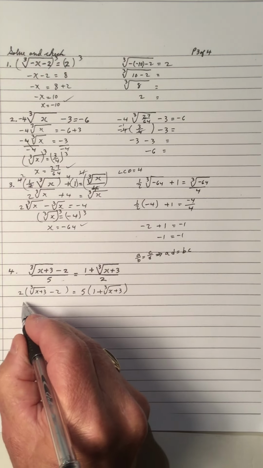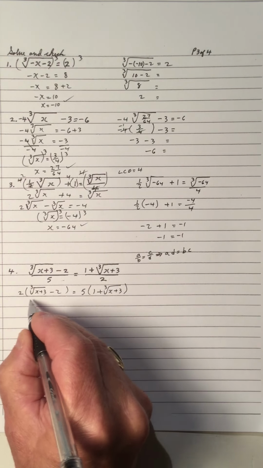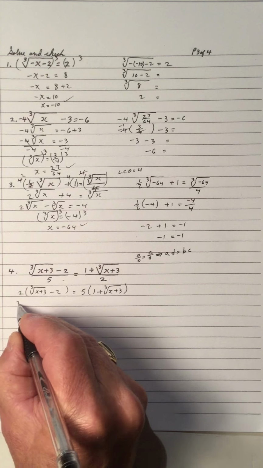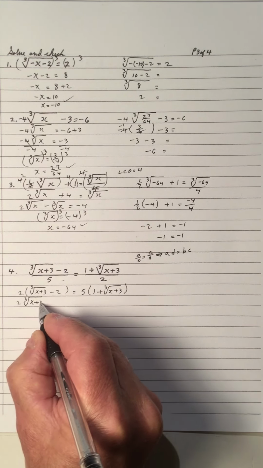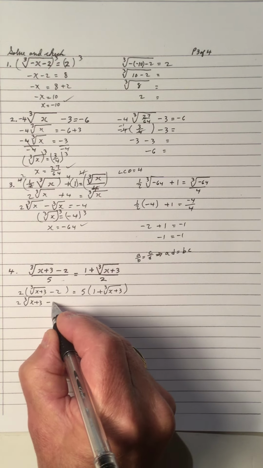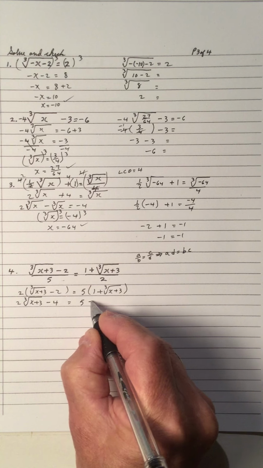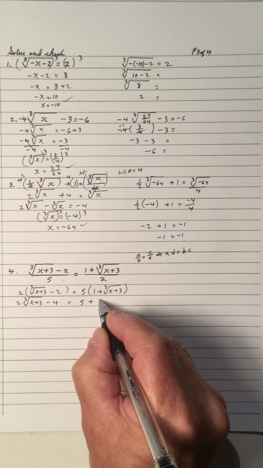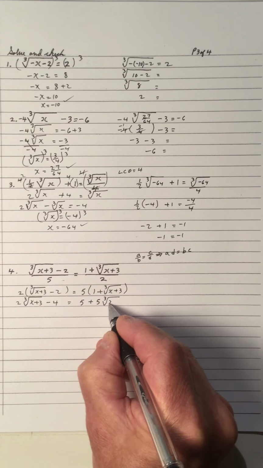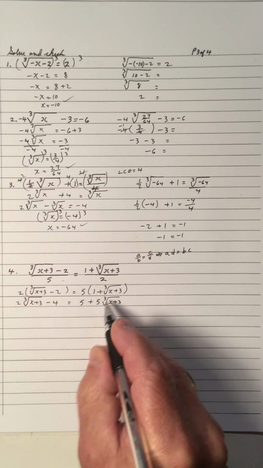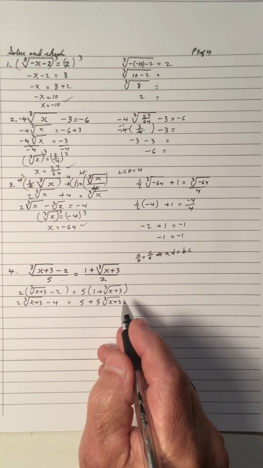So we'll simplify each side, multiply 2 by these two expressions. So it's 2 cube root x plus 3. 2 times 2 is 4. 5 times 1 is 5. And 5 times cube root of x plus 3. So the 2 is multiplied by both, the 5 is multiplied by both.